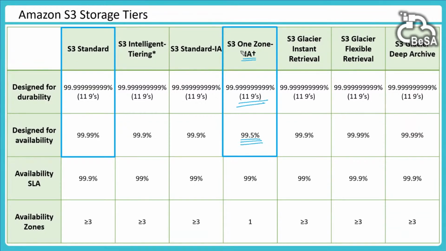Now people think, hey, how are you using one zone and still giving me the same durability? We are still keeping your data in one zone, but we are still maintaining three copies of it. So that's how we are maintaining the durability of your data. I'll give an example to explain this in terms of durability and availability.